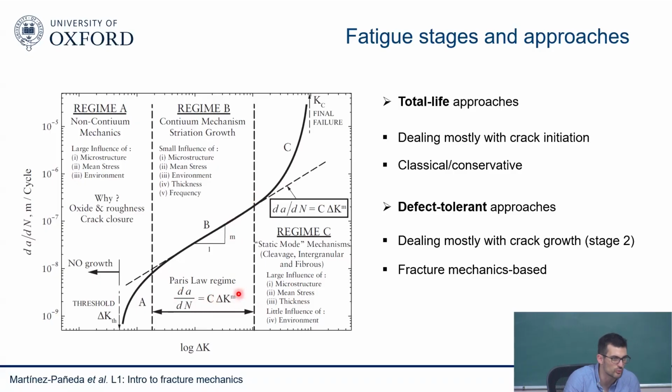M for metals is between 2 and 4, and then C depends on the material. But this is a regime where you can fit your data, and then eventually is the final regime where your crack approaches your critical crack size that we discussed before. Then you accelerate your crack growth, and then you get an unstable fracture. That's the idea. So there's two approaches to fatigue, for example.